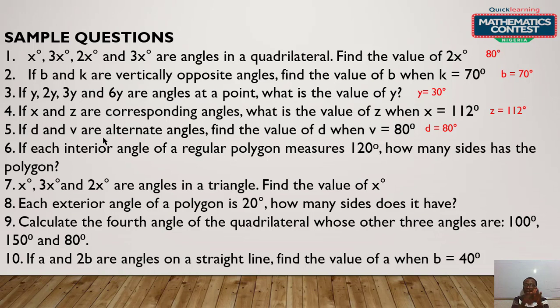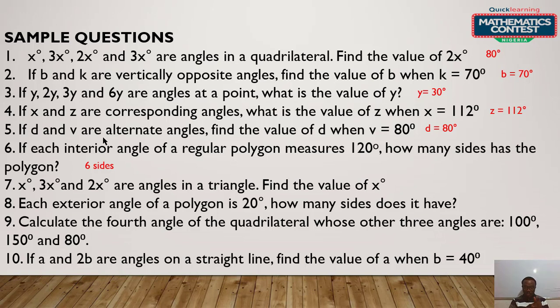N is just the number of sides. It means 360 divided by exterior. But in this question, we are given interior, so we have to get exterior. Interior plus exterior sum up to 180. So if interior is 120, exterior will be 60. So to get the number of sides is 360 divided by 60, and 360 divided by 60 will give us 6 sides.